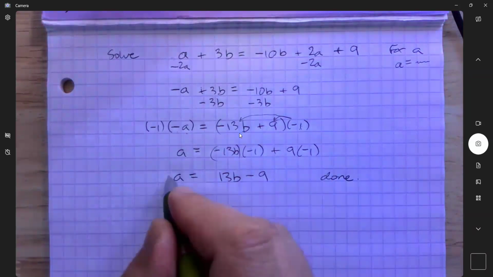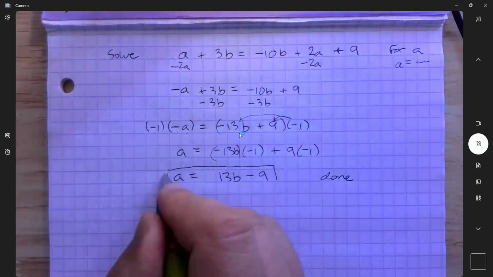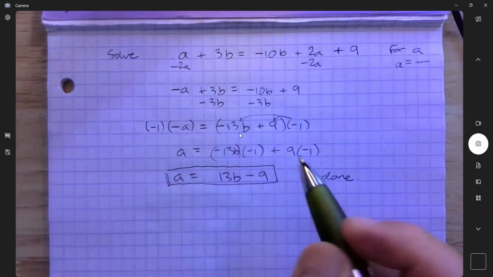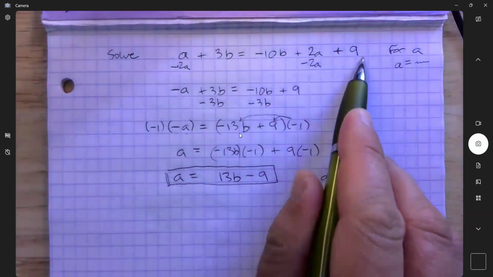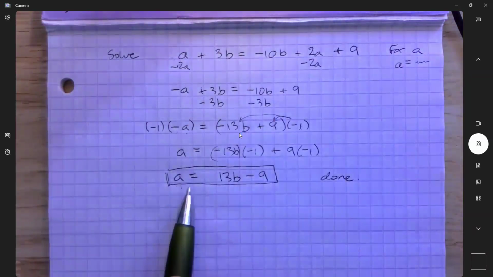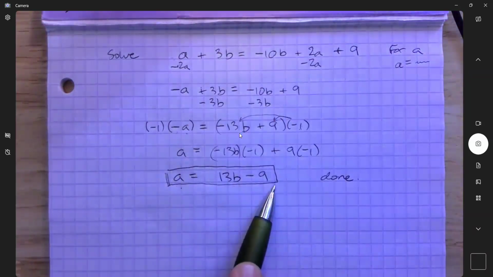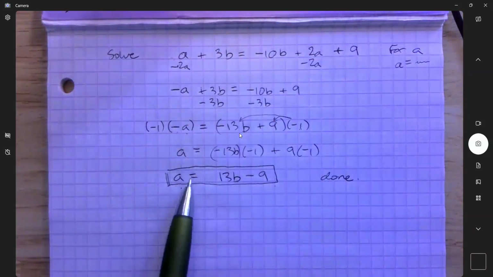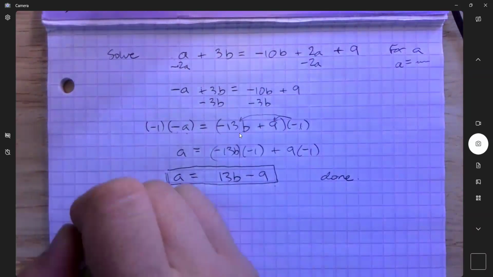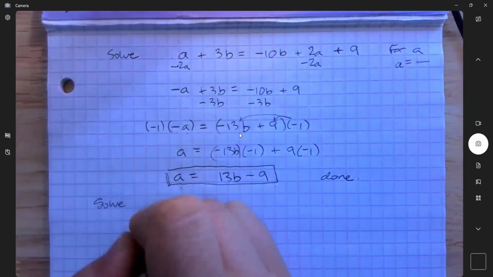This equation here is mathematically the same as the one I started with at the top, but now it's written so I have one a on the left and everything else on the right. So whatever value you pick for b, I can figure out what a is. Let's solve this same equation.